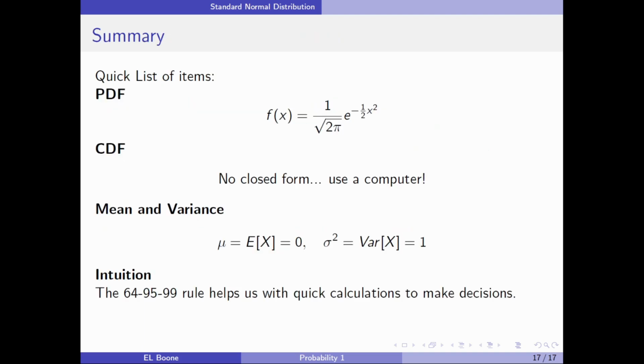All right, so I didn't actually show you the PDF, but here it is. It's just the same as the normal, where I plug in a 0 for the mu and a 1 for the sigma, and they go away. There's no closed form. We're going to use a computer. The mean is 0 and the variance is 1, and we can get some intuition from this. And that's the big thing I want you to take away from this, is we get intuition, and it gives us the ability to work with other distributions later.